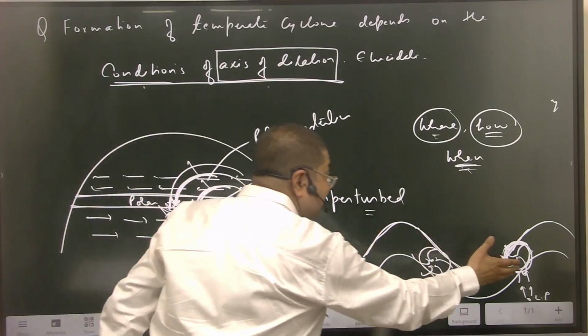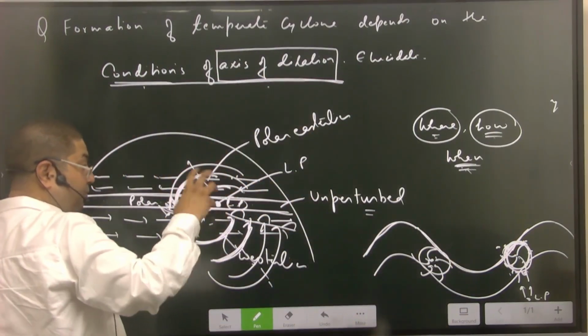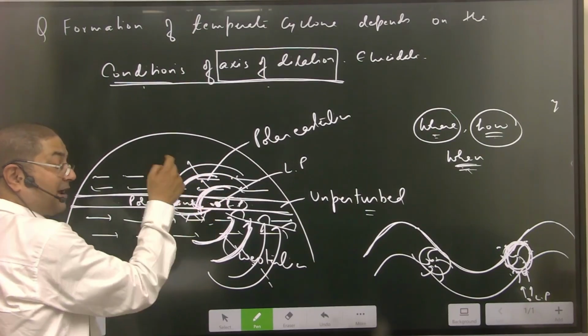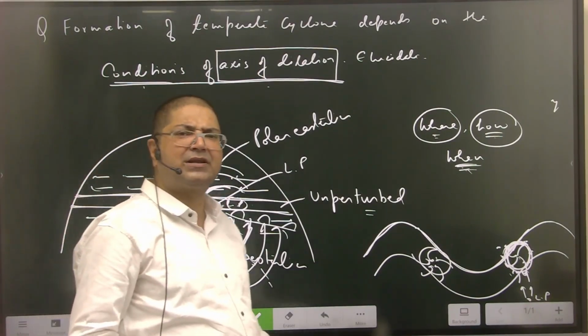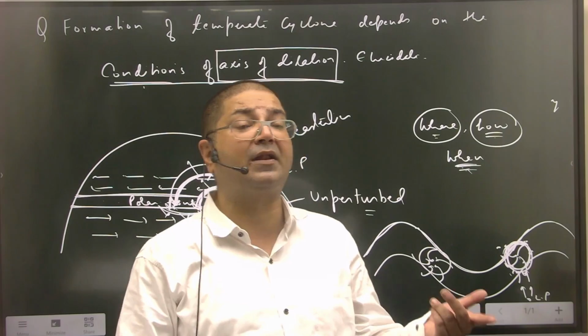These are the conditions: whenever this area ahead of the upper air trough lies over this polar front, formation of a temperate cyclone takes place. It was a simple question. There was nothing much involved. But if you have clarity of concept, you can answer it easily.